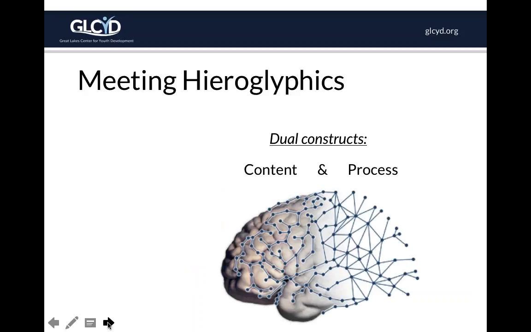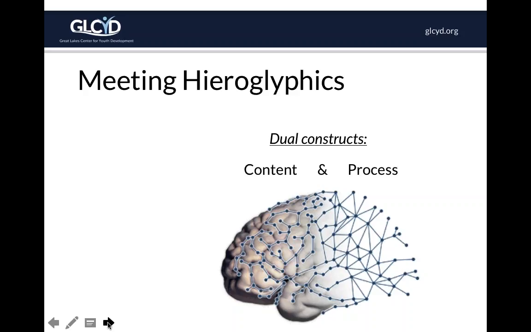Another thing to keep in mind is that with every meeting, especially the chair needs to keep these dual constructs in mind. You have two things for an effective meeting. The chair especially always has to focus on two things at once. One is the content. That is the agenda items, the topics, the discussion. That is the what. And then you have the process, which is the how. Are we brainstorming? Are we trying to come to a consensus?